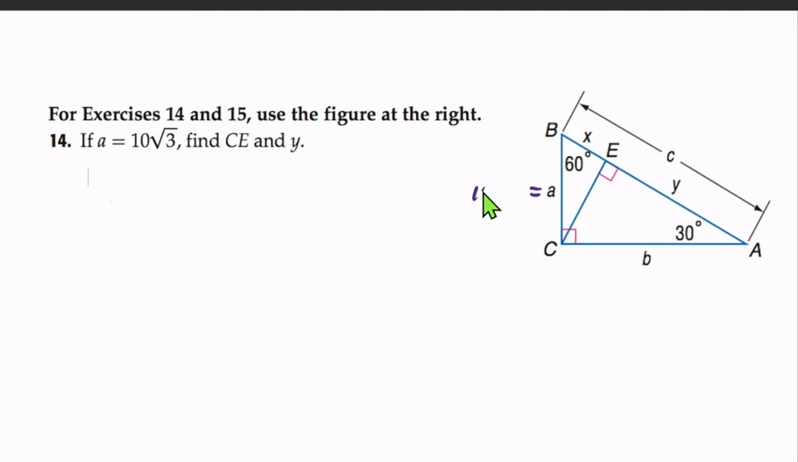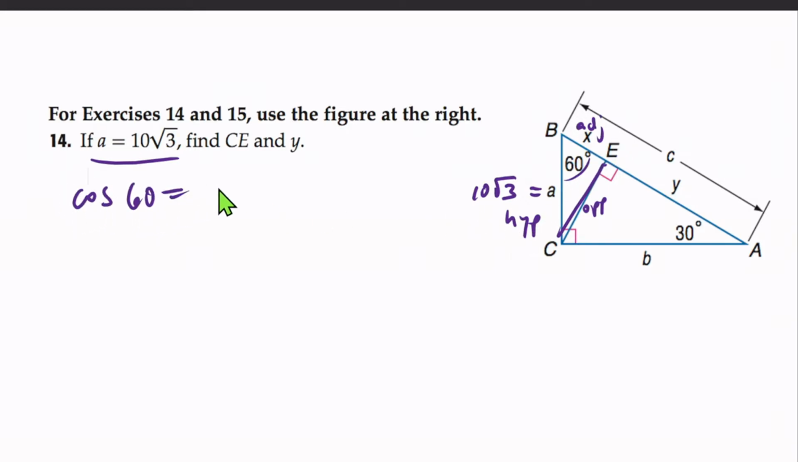So a equals 10 square root 3, and that's the hypotenuse, and it's just given. And if that's your 60, then this side would be the opposite of the 60, and this little x would be the adjacent. Let's say you want to find x. Adjacent over hypotenuse is cosine. So the cosine of 60 equals x over 10 square root 3.